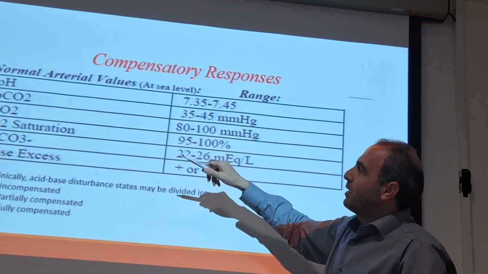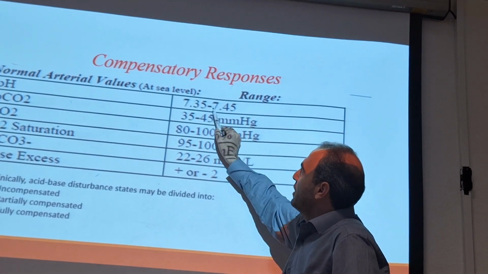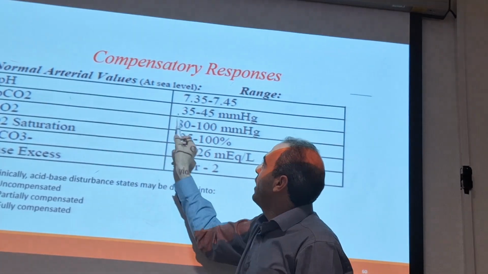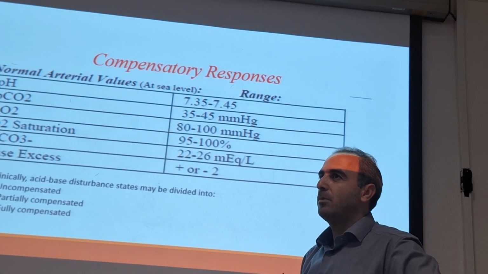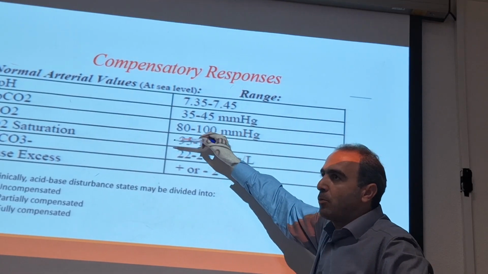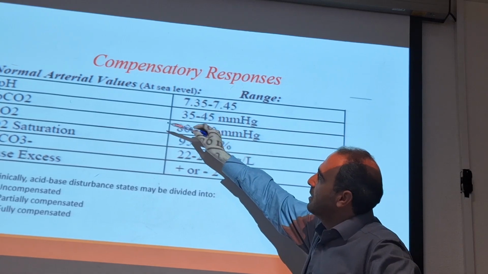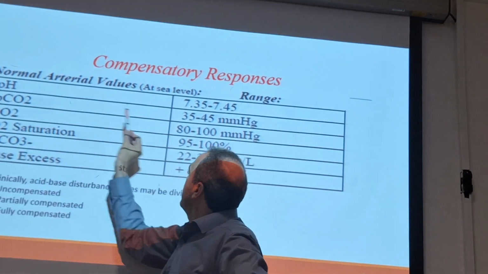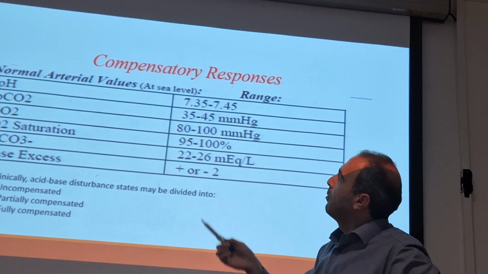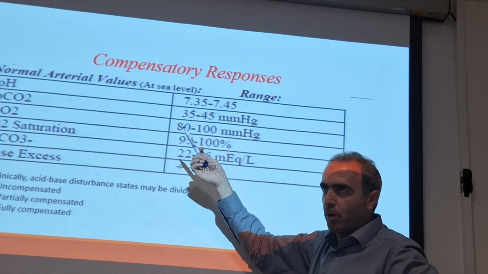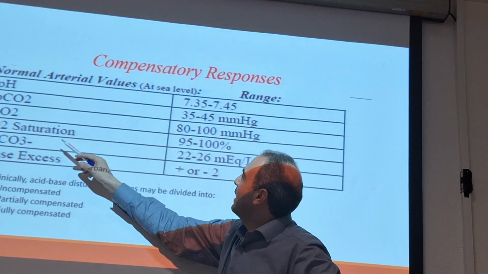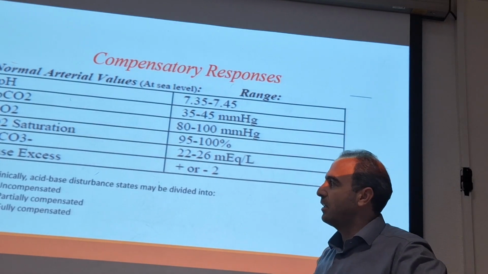You should remember these numbers. The pH range is 7.3 to 7.4. CO2 is 35 to 45. O2 is 80 to 100 millimeters of mercury. O2 saturation is 95 to 100. Do not imagine they are the same. The PO2 is 80 to 100, but O2 saturation is 95 to 100%. Maybe the PO2 is 80 and the situation is normal, but when saturation is lower than 95, the situation is dangerous. Bicarbonate is 22 to 26, 24 is normal.